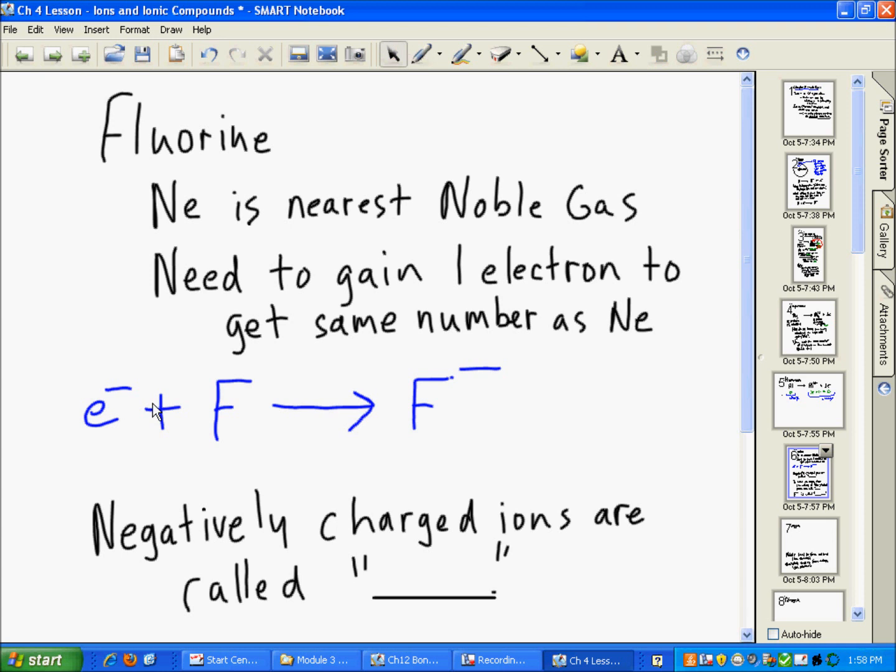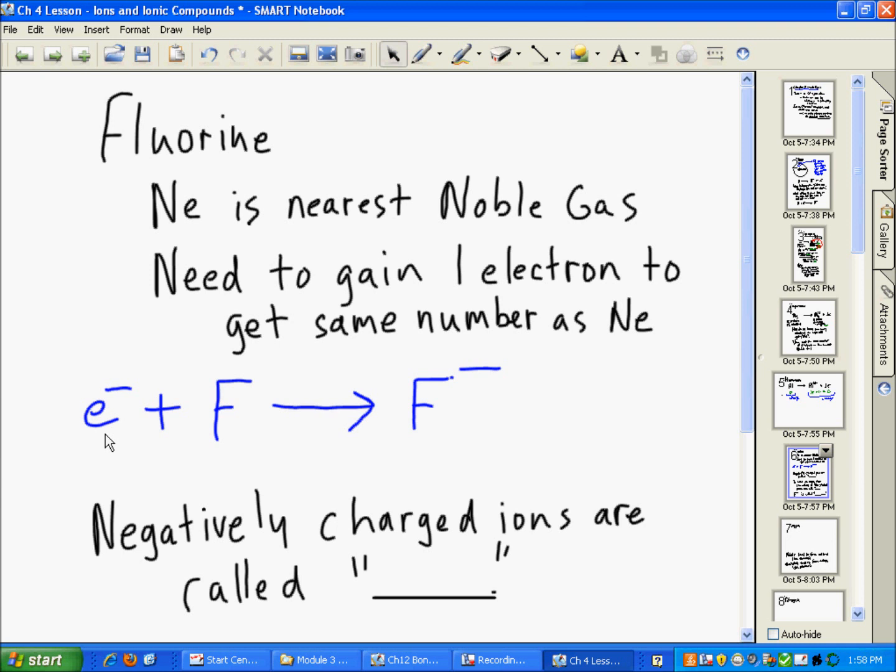So that's the process. Now it doesn't matter whether the electron comes first or the F comes first, either way. It's kind of like addition. You do 1 plus 2, 2 plus 1. They both equal 3. It doesn't really matter. So I can write the electron first, or I can write it second.